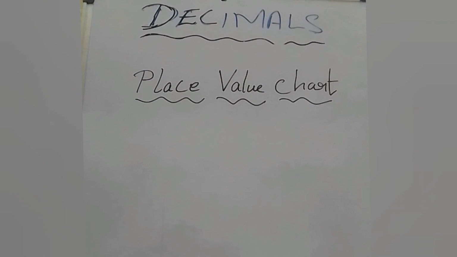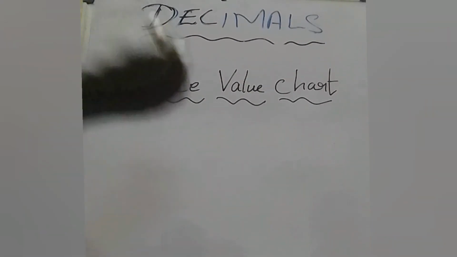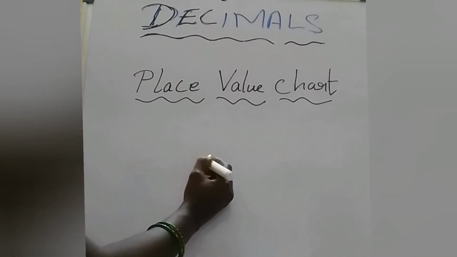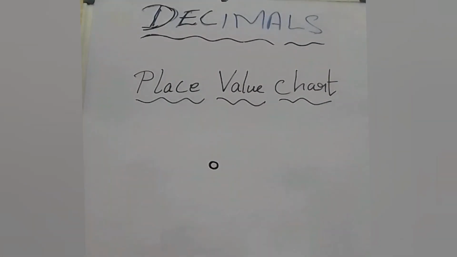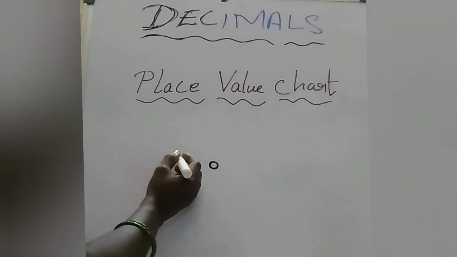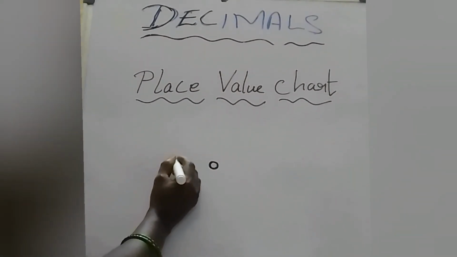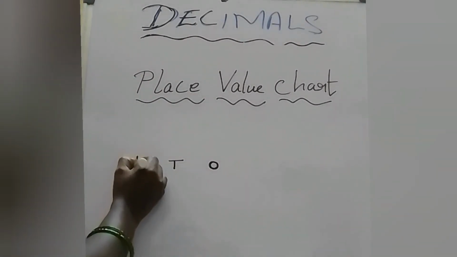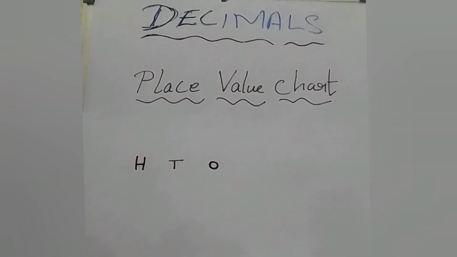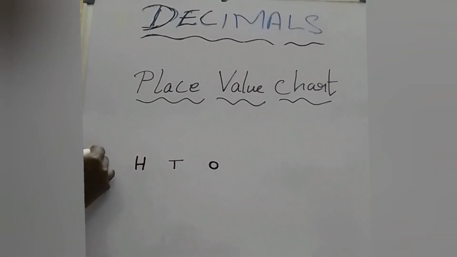Place value chart on decimals. Now I'll write the basic digits. Ones. And then the next one is tens. The next place is hundreds. The next place is thousands.